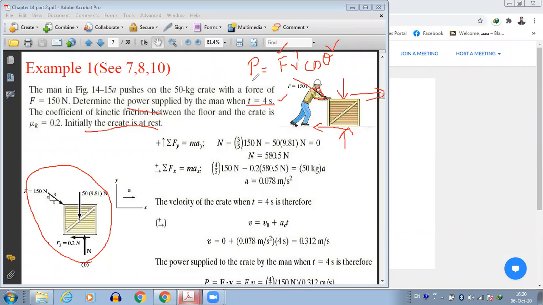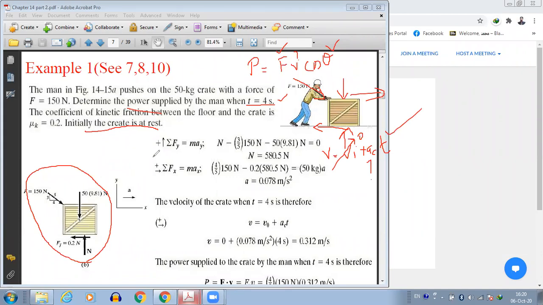For finding the velocity, since the crate is moving, there has to be some acceleration associated with the motion, and that means we can find the final velocity if we know the initial velocity and acceleration. So we can use this relationship: V equals V initial plus a c t. When time is 4 seconds, initial velocity is 0. We can find the final velocity, but now we don't know the acceleration. We can find the acceleration by taking the summation of forces in the x and y direction.